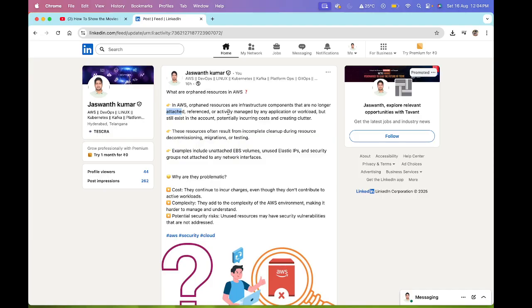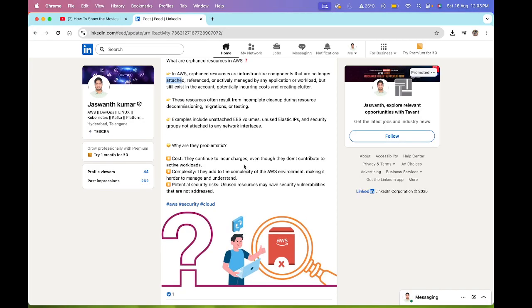As you see in the examples below, examples include unattached EBS volumes, unused Elastic IPs, and security groups not attached to any network interfaces. It's the same thing we referred to in the previous statement.